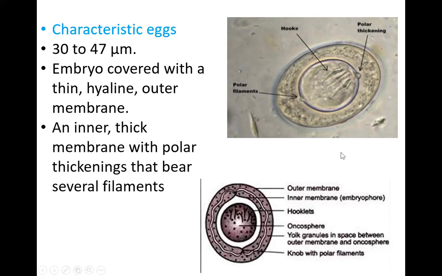That is, in the center, there is the hexacanth embryo, and it is covered by an inner thick membrane with bipolar thickenings. This is the inner thick membrane with bipolar thickenings that bear several filaments. So by finding these characteristic eggs in the stools, Hymenolepis nana infestation can be diagnosed.